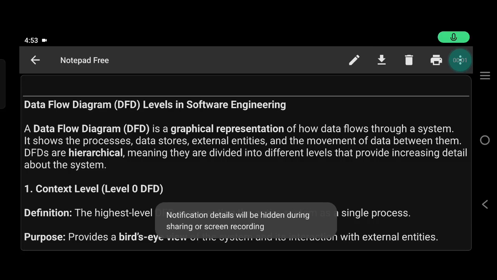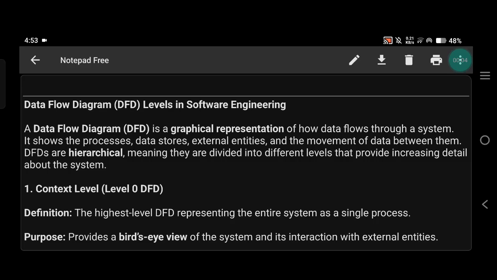Hi everyone. Today we are going to learn about levels of data flow diagrams, or DFD. A data flow diagram (DFD) is a graphical representation of how data flows through a system. It shows the processes, data stores, external entities and the movement of data between them. DFDs are hierarchical, meaning they are divided into different levels that provide increasing detail about the system.